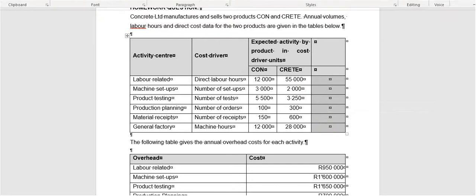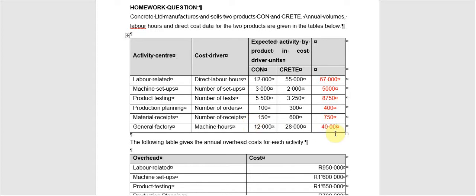So I'm quickly in the red going to do that. So 55 plus 12 should give you 67,000, then 5,000, that should be 5, 6, 7, 8, 8, 7, 50, 400, 750, and then 28 plus 10 is 30, it should be 40,000.